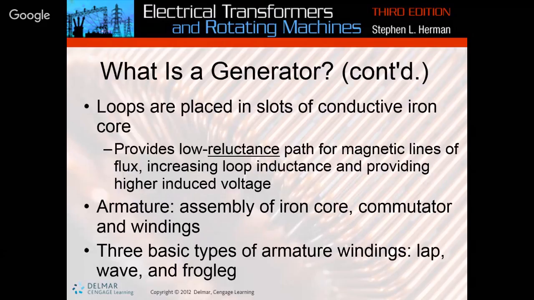Okay, what is the generator, continued? The loops are placed in slots of the conductive iron core. The conductive iron core is going to be our armature. Okay, and this provides a low reluctance. I have reluctance highlighted there. What does reluctance mean? Not Michael. Somebody other than Michael.